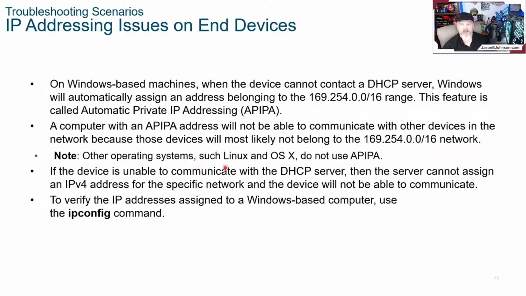Other operating systems such as Linux and OS X do not use APIPA. If the device is unable to communicate with the DHCP server, the server cannot assign an IPv4 address to the specific network and the device will not be able to communicate. To verify addresses assigned to a Windows-based computer, use the ipconfig command, and if you see that 169, you know that APIPA took over and it did not get an IP address.